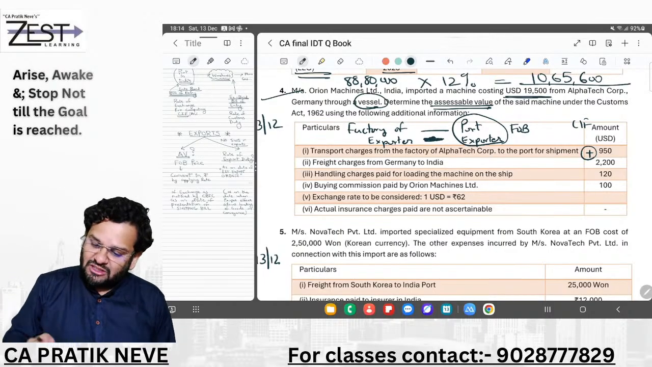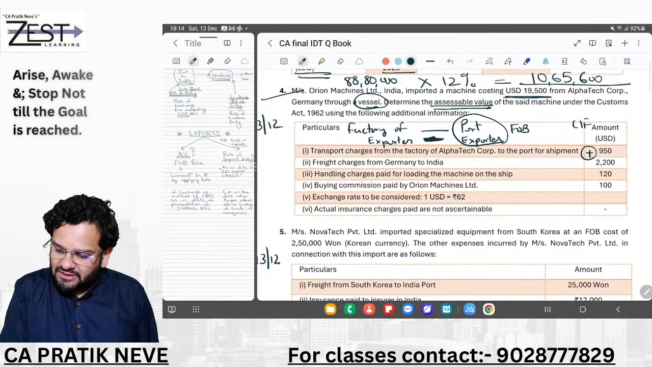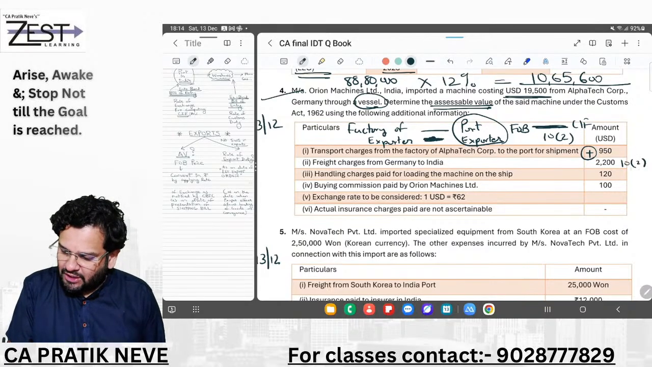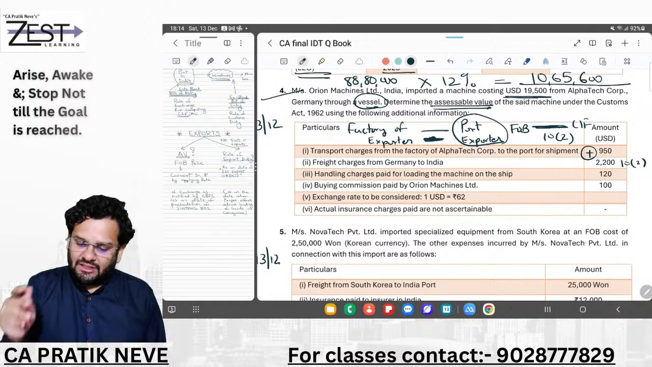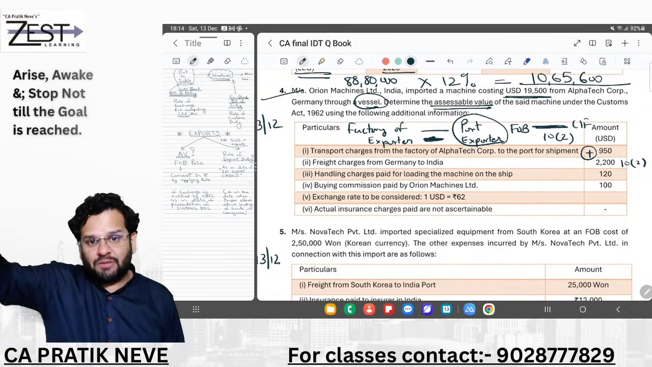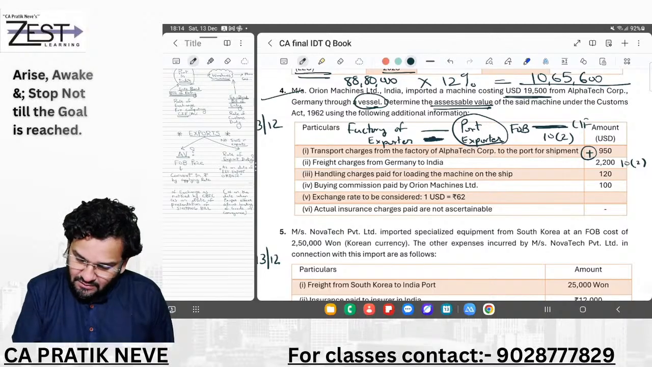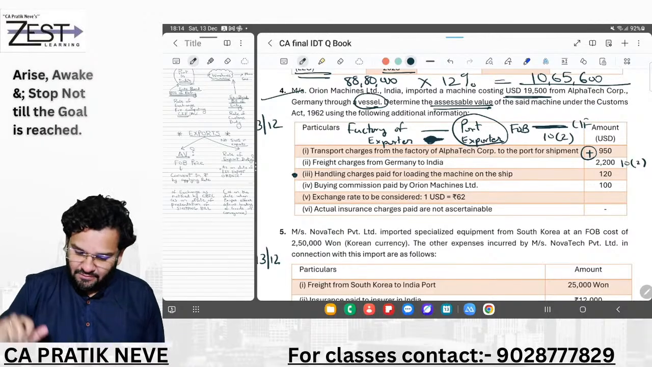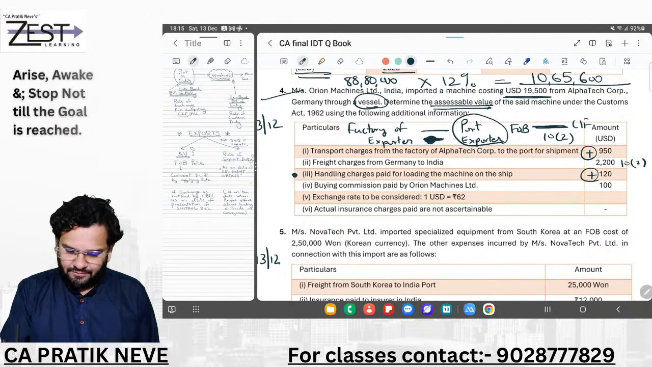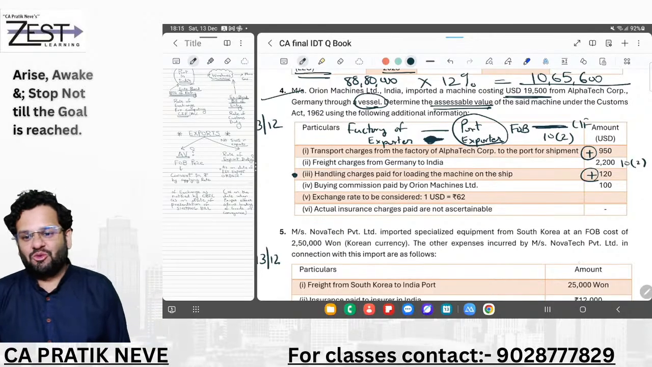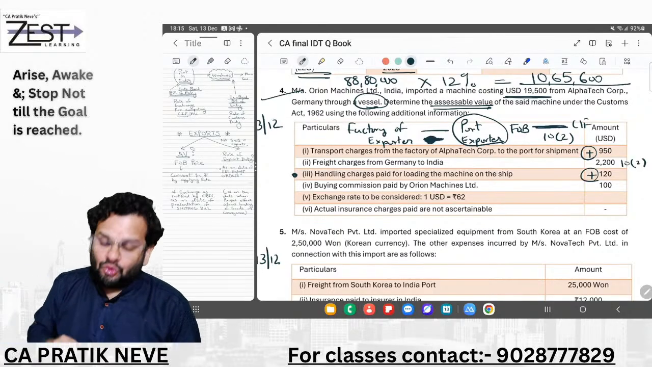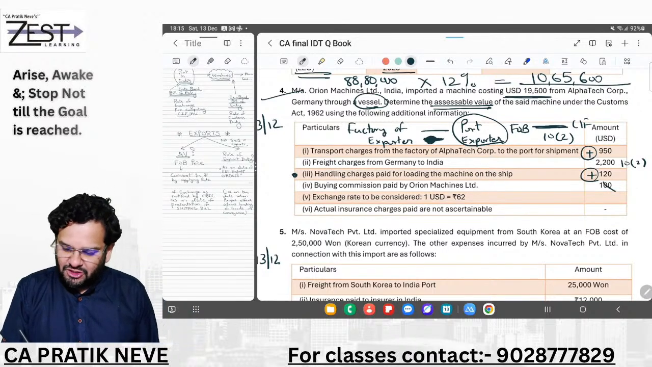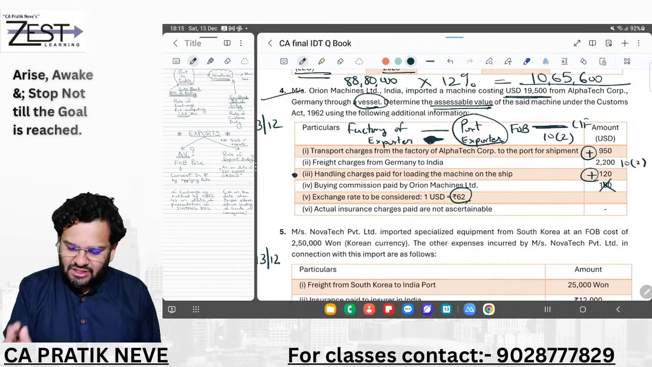Freight charges from Germany to India, these are the actual freight charges, 10.2. So you should add this as an adjustment of 10.2. Handling charges paid for loading the machine on the ship are incurred here for loading the goods on the ship, so this also will be added. Buying commission: what did we discuss? You can include any commission except buying commission. So neglect buying commission. And the exchange rate given is 62.